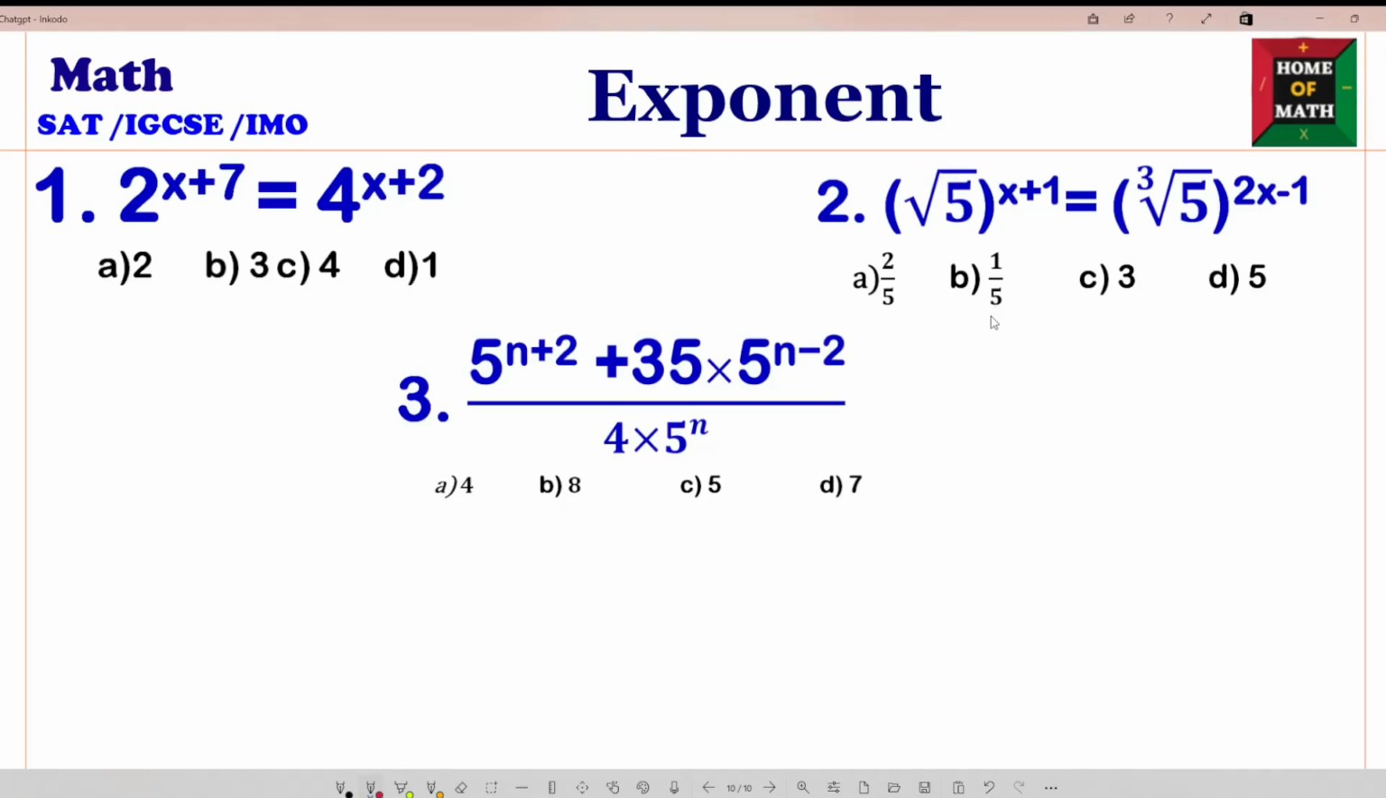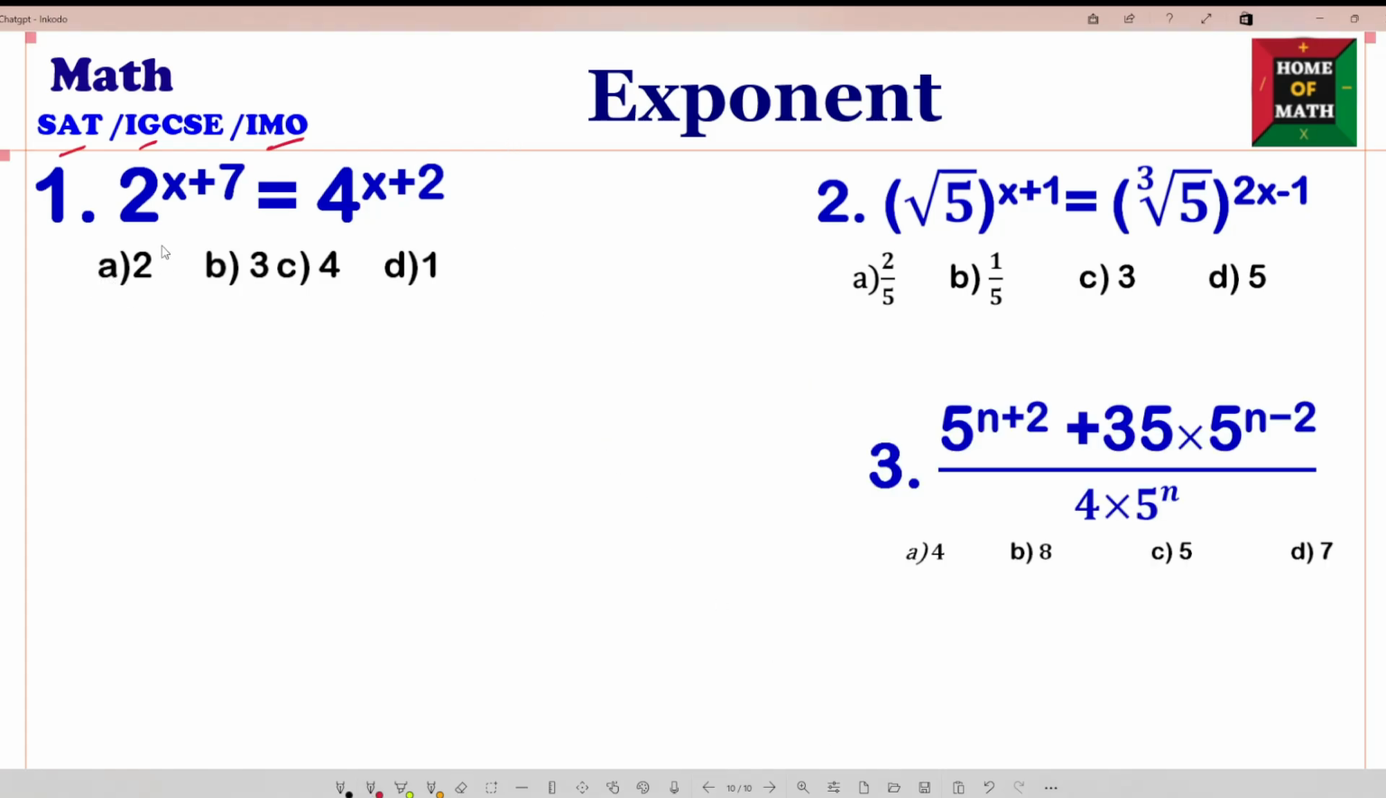These three exponential expressions we are going to solve today are very important for SAT, IGCSE, International Math Olympiad, or any kind of competitive examination. Let's start. Number 1. Here is 2 to the power x plus 7 equals 4 to the power x plus 2.